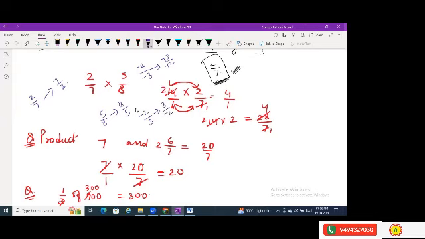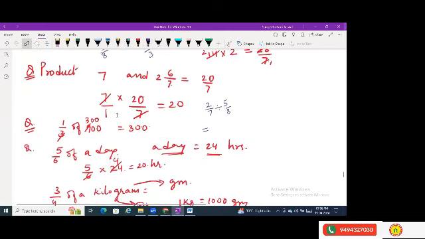Now suppose you divide two fractions, 2 by 7 divided by 5 by 8. What we have to do in this case is keep the first term as it is, change the divide sign to multiply, and take the reciprocal of the second term. So KCR: K for keep the first term as it is, C for change the sign, R for the reciprocal. Okay, Sritej? Yes, ma'am.